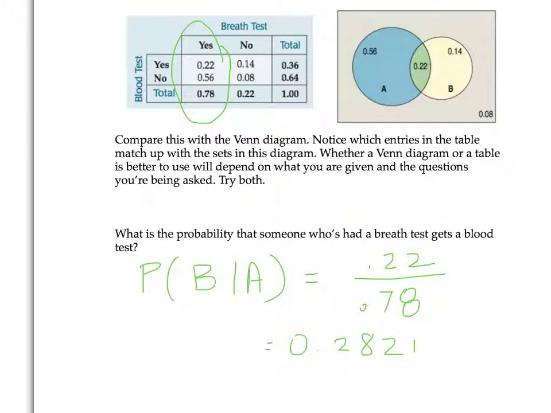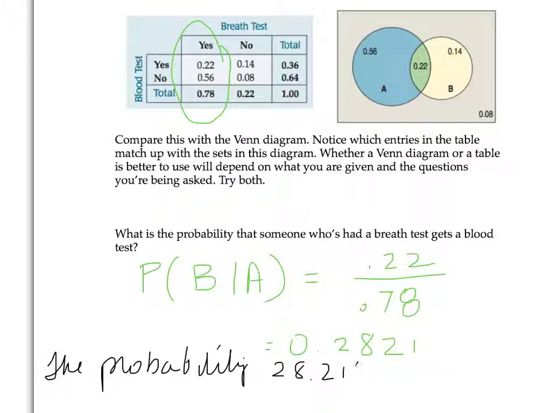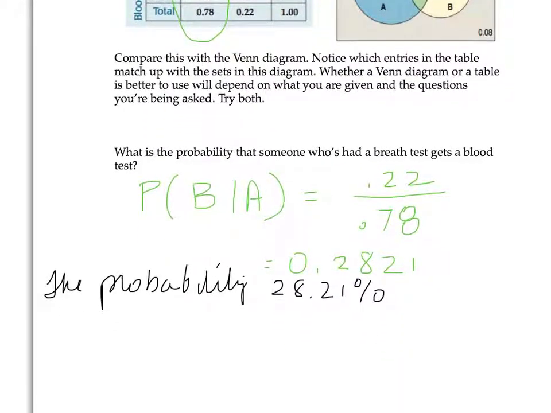So in context, the probability someone who's had a breath test gets that blood test is 28.21%. That's pretty good.